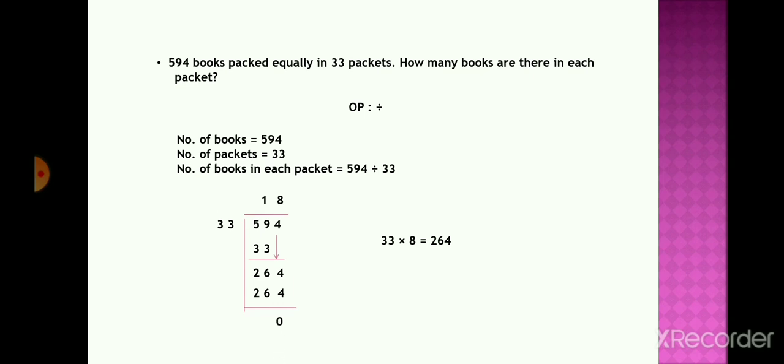So, how many books are there in each packet? There are 18 books in each packet.